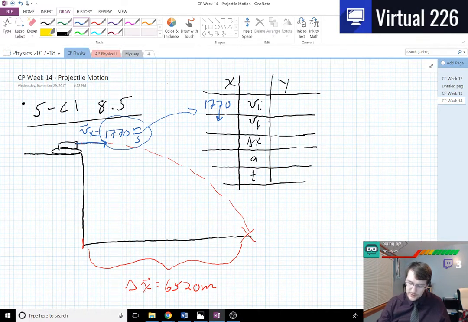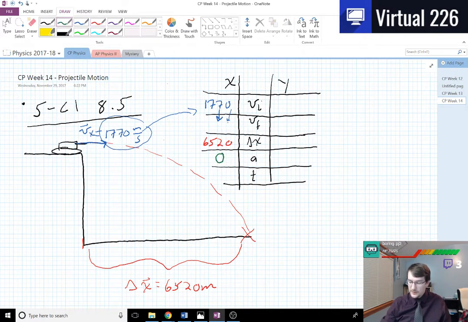So there's no booster rockets on here. So when we have this 1770 meters per second, that is the initial and the final. And we also happen to know the delta x. We know the delta x here is 6,520 meters. Other stuff we just always know is that the acceleration in the x direction is 0.